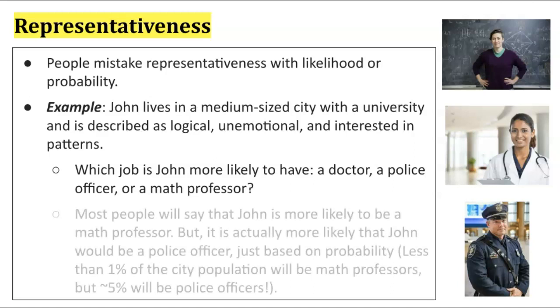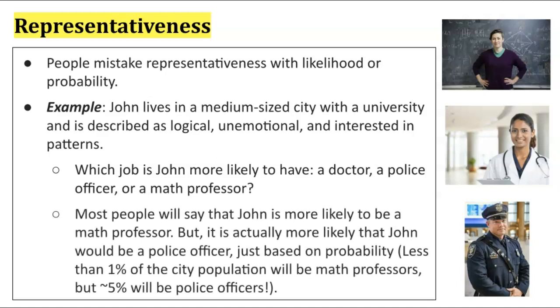What usually happens is that most people say that John is more likely to be a math professor, because John seems representative of what a math professor is. But if you're thinking strictly about likelihood or probability, it's actually more likely that John would be a police officer, because in a medium-sized city, less than 1% of the population is math professors, whereas about 5% will be police officers. So the representativeness heuristic is this idea that if you represent this aspect of a group, maybe you'll be part of that group, even if the actual probability for that group is low.